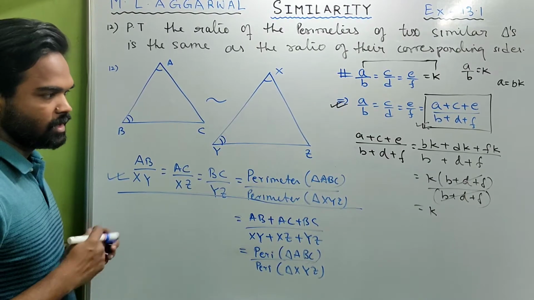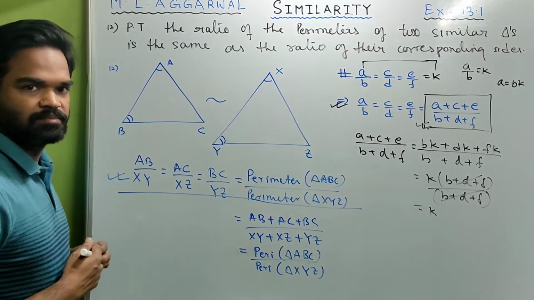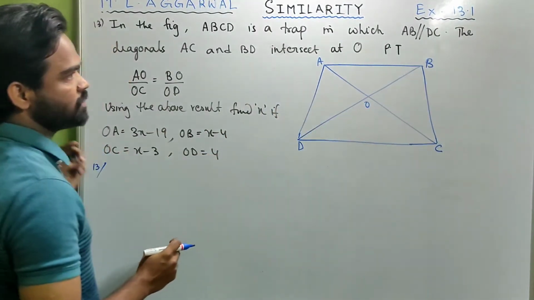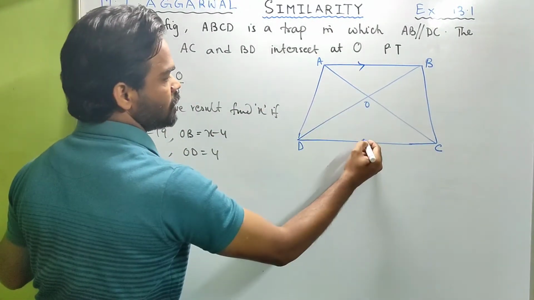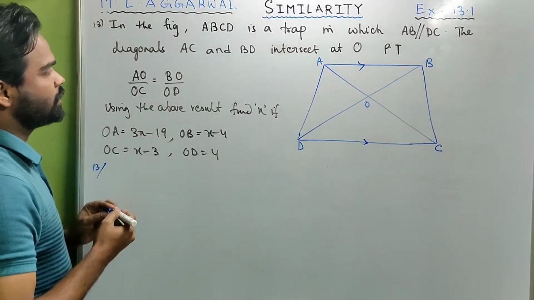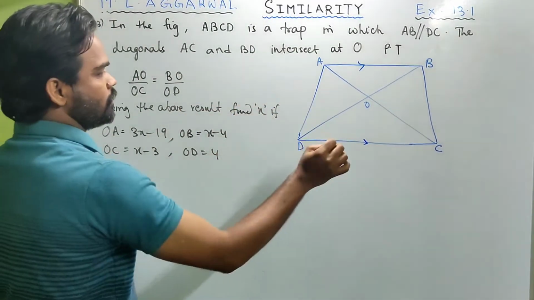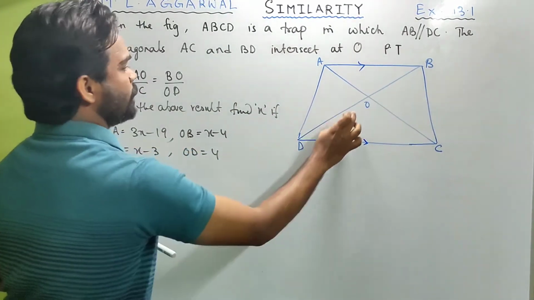Clear? Now let us look at the next sum. Now look at sum number 13. In the figure, ABCD is a trapezium in which AB is parallel to DC. The diagonals AC and BD intersect at O. Prove that AO by OC is equal to BO by OD.